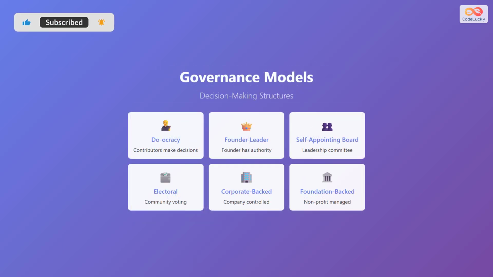Open source projects use different governance models to make decisions and organize their communities. Duocracy is where contributors who do the most work have the most influence. Founder-leader model has a clear authority figure, usually the project creator. Self-appointing boards are when project leaders form committees to guide development.